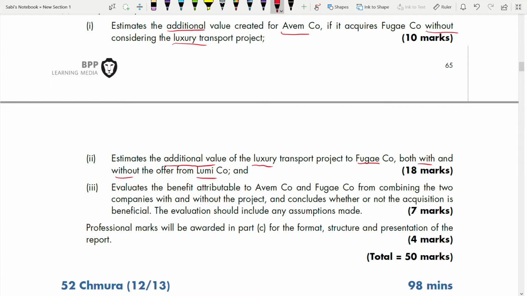So evaluate the benefit which is attributable to Avem and Fugai for combining the two companies with and without the project. So the benefit to this and this of combining with and without the project, and conclude whether or not the acquisition is beneficial. You have to conclude whether this acquisition is beneficial or not. The evaluation should include any assumptions made. Even though they say or they don't tell you, you have to state your assumptions. Mostly they will be telling you only.